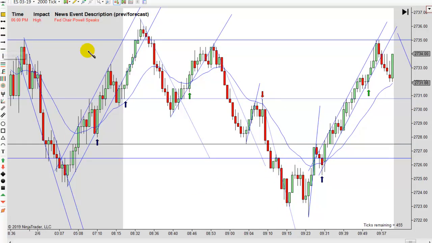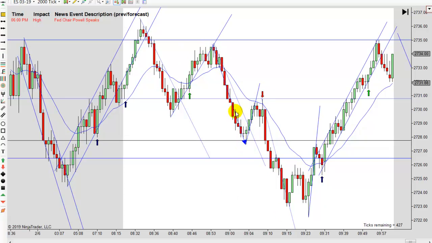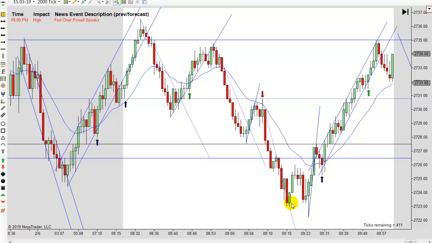And again, I would measure this first leg here and look for a measured move. And you can see we went a little further again. So then you get a bounce here. This is basically a double bottom with a little trap.